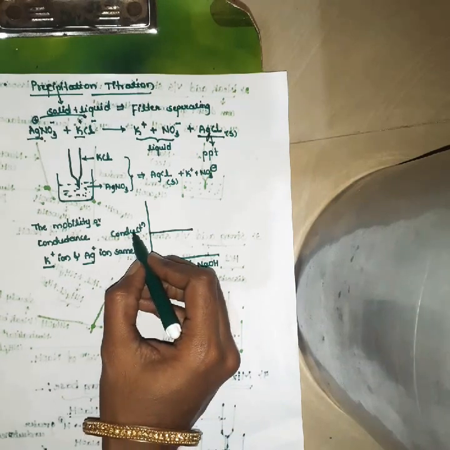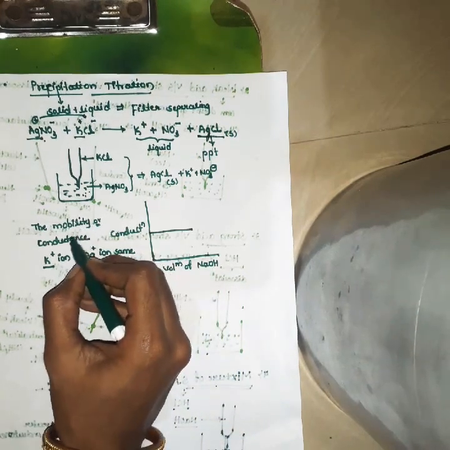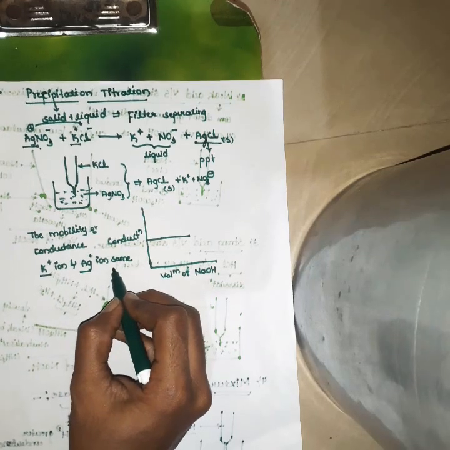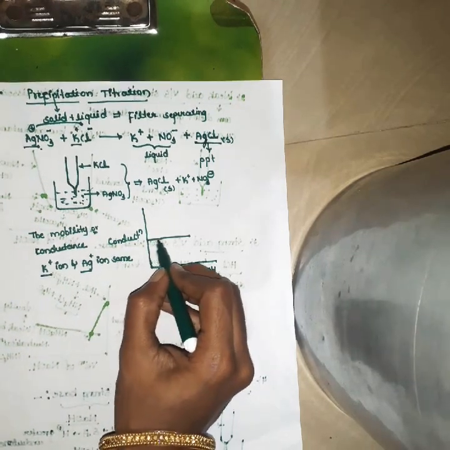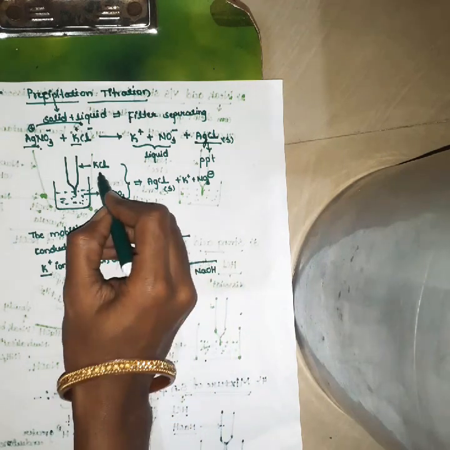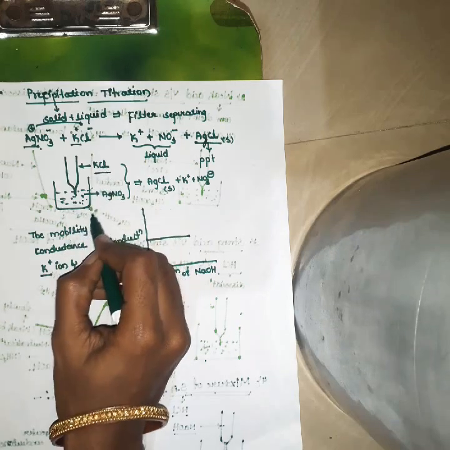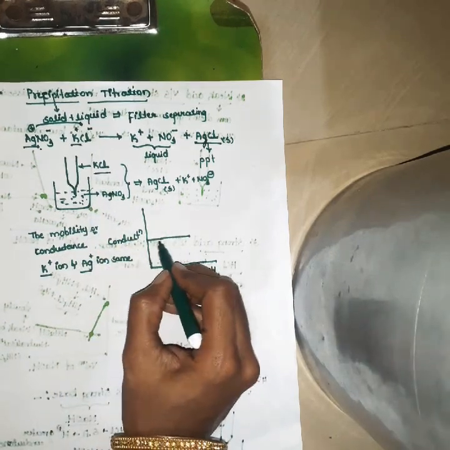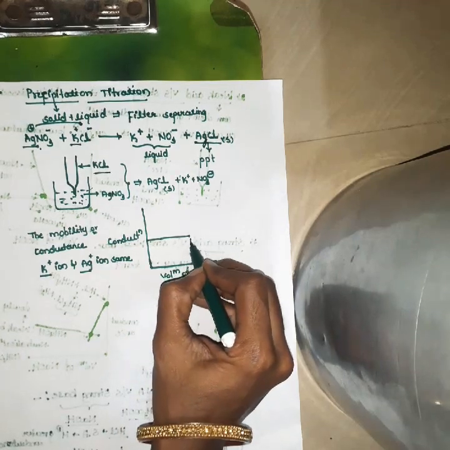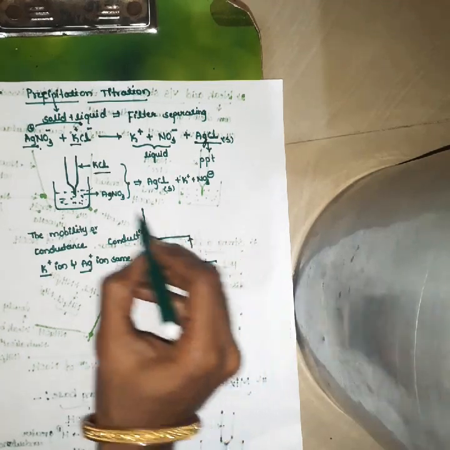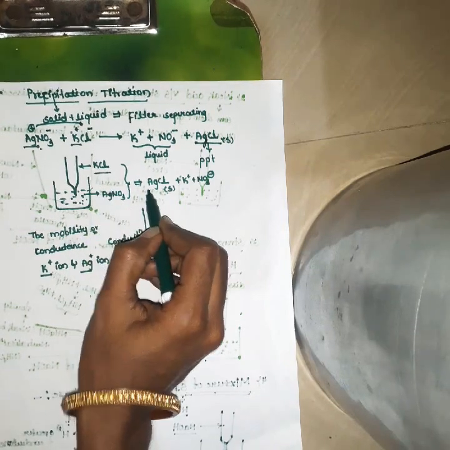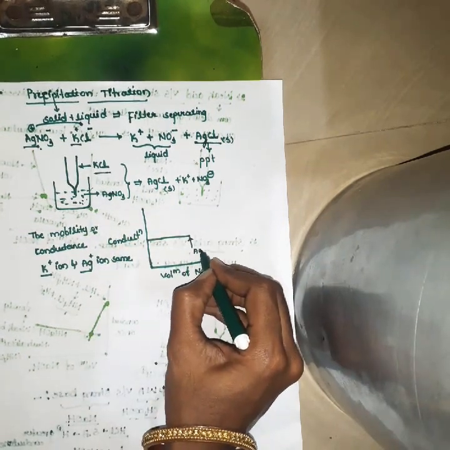Conductance is directly proportional to mobility. The mobility and conductance of K plus and Ag plus ions are the same. Therefore, there is no change in the conductance of the solution while adding KCl solution to AgNO3. At this point, all the AgNO3 has reacted with KCl solution and formed AgCl.